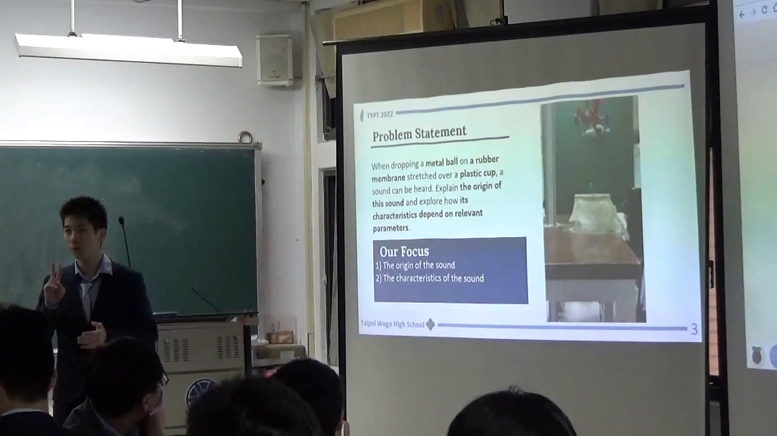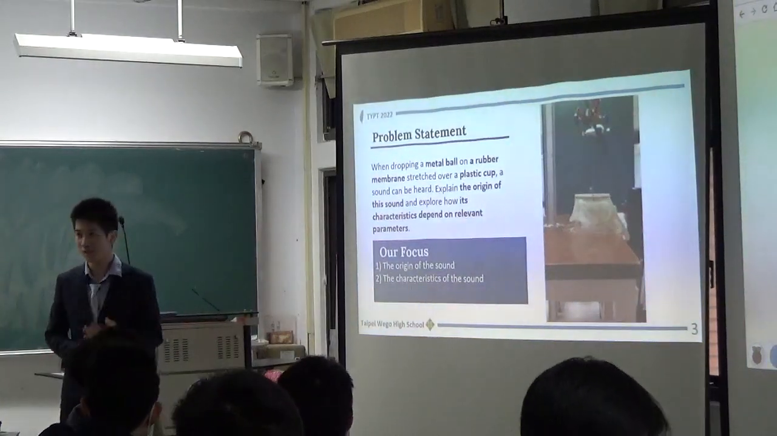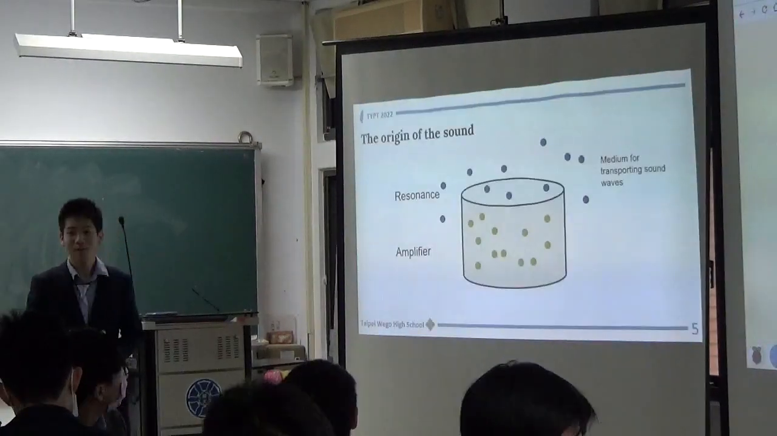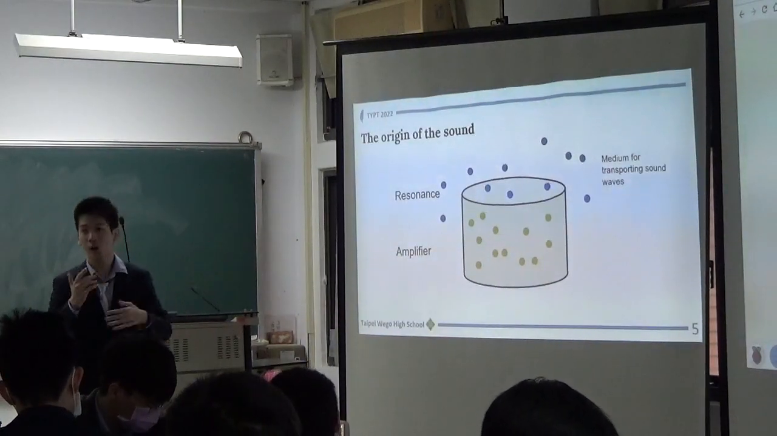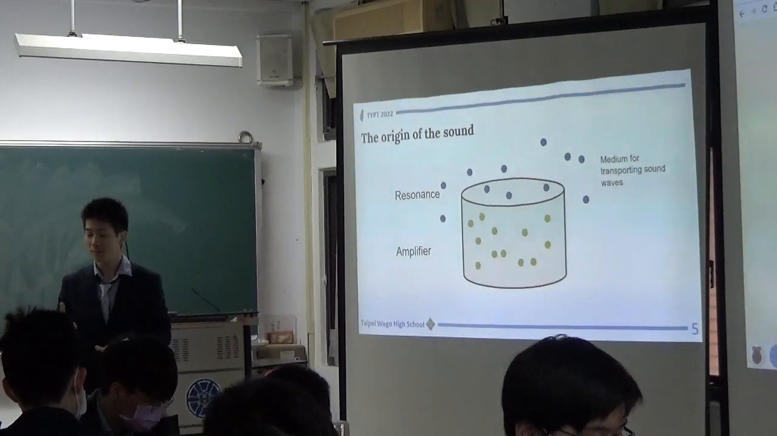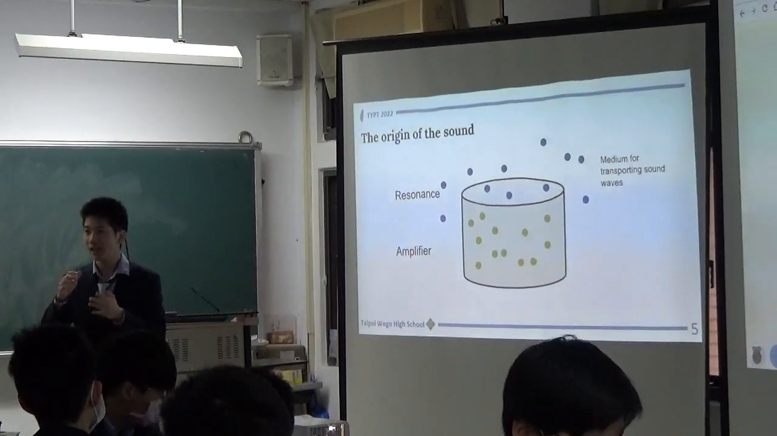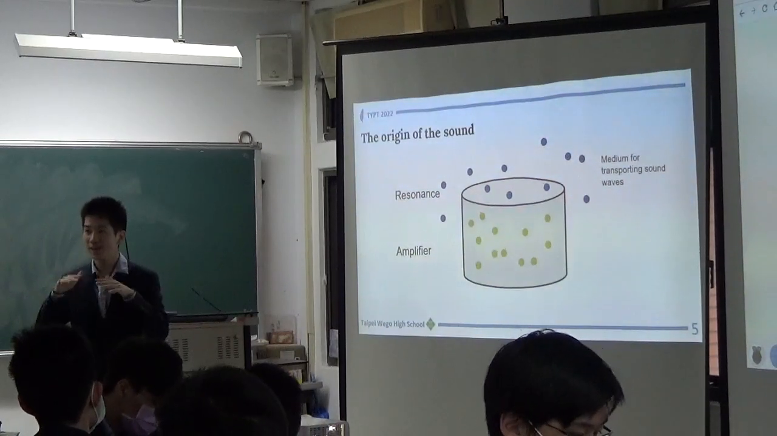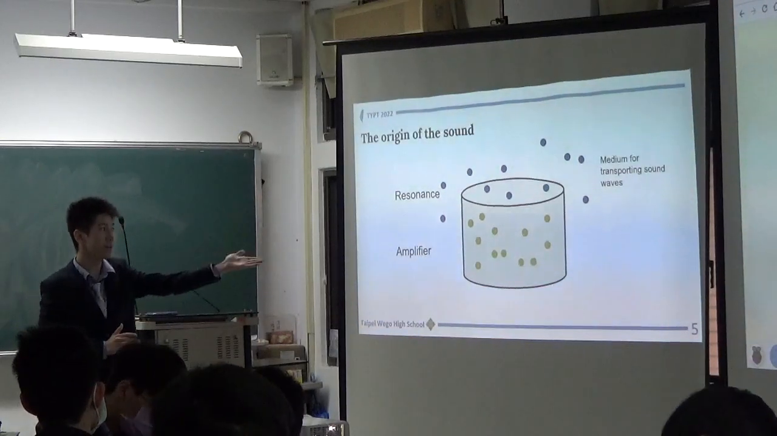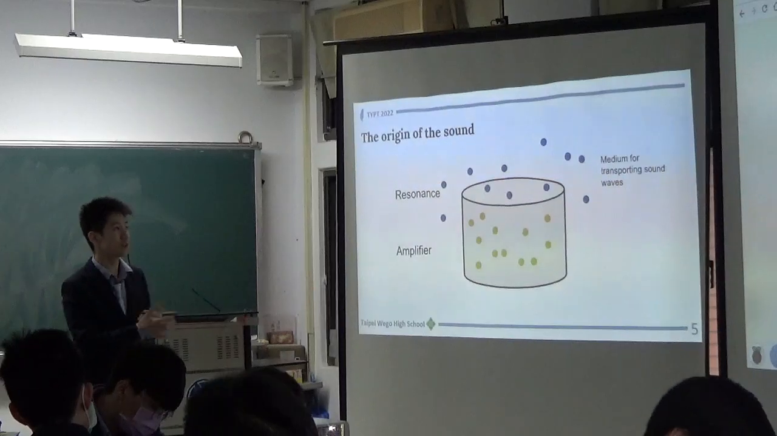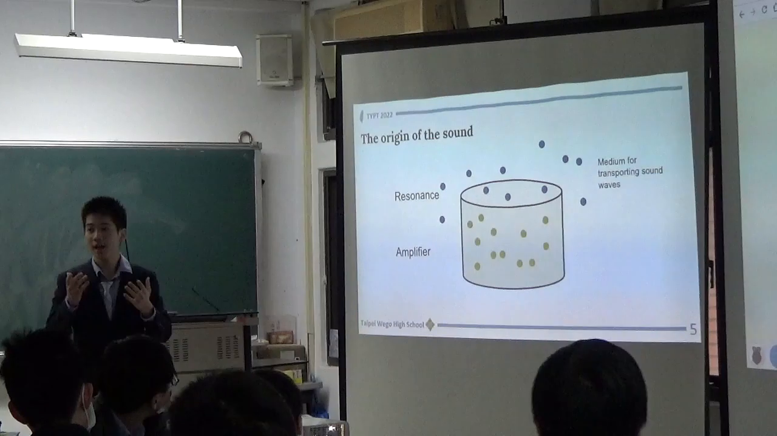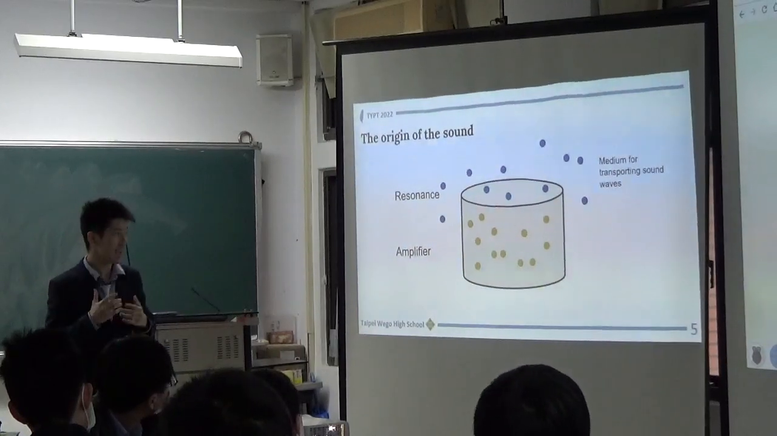So our focus today will be 2 points. For the first one, the origin of the sound, and the second one is the characteristics of the sound. So first we want to discover the origin of the sound. So here's our theory for the origin of the sound. We believe when the ball falls onto the membrane and when it leaves, it causes the membrane to have vibration. And the vibration of the membrane causes the vibration of the air molecules around it. So as you can see in the picture, the blue dots on the picture refers to the medium for transporting sound waves, and the membrane will have resonance. And the air molecules inside the cup will amplify the sound.